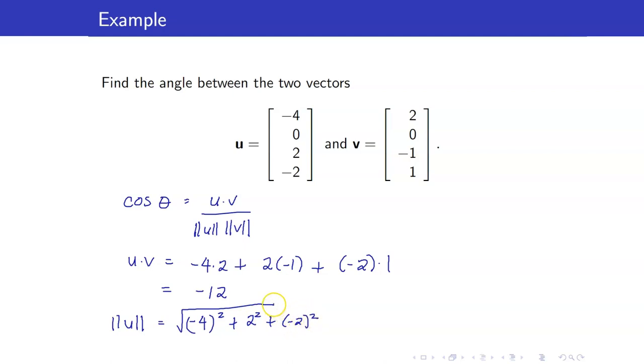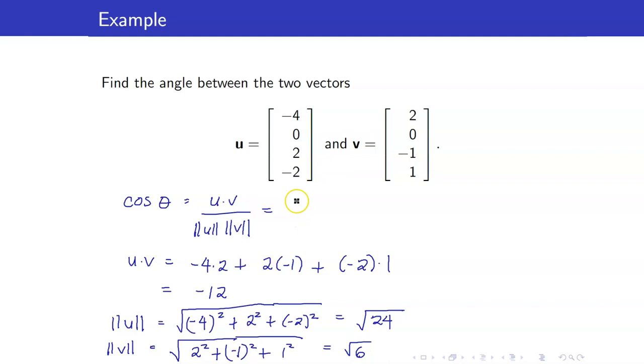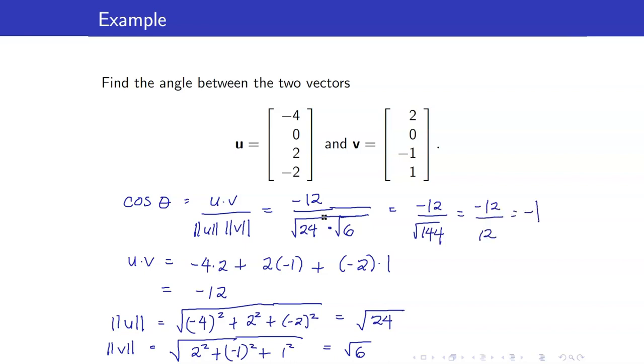Next, the norm of u is the square root of, get the squares, negative 4 squared plus 2 squared plus negative 2 squared, so that is the square root of 16 plus 4 plus 4, so that's square root of 24. The norm of v is 2 squared plus negative 1 squared plus 1 squared, so that's square root of 6. So hence this is negative 12 all over square root of 24 times square root of 6, which is equal to negative 12 over square root of 144, which is negative 12 over 12, or negative 1. So we now have cosine theta is equal to negative 1, which means that your angle is equal to pi, or 180 degrees.